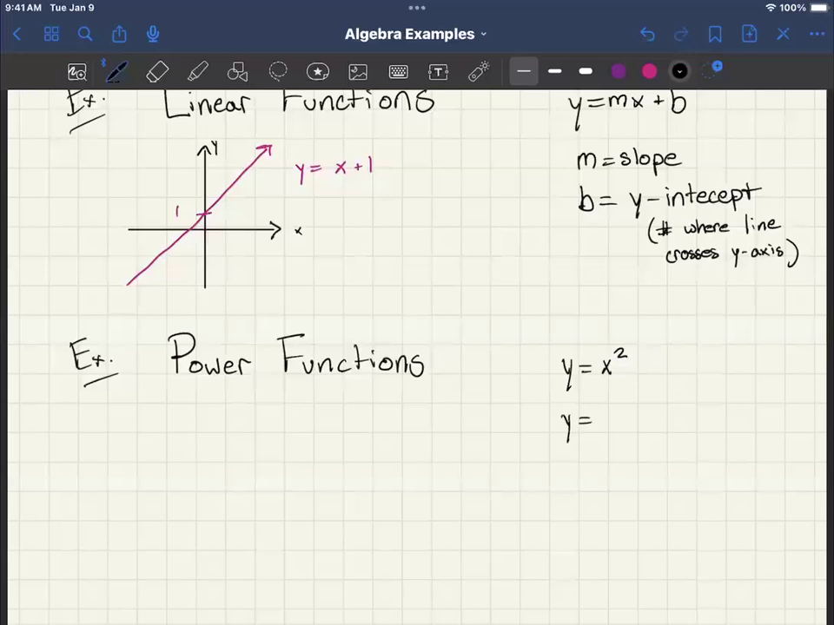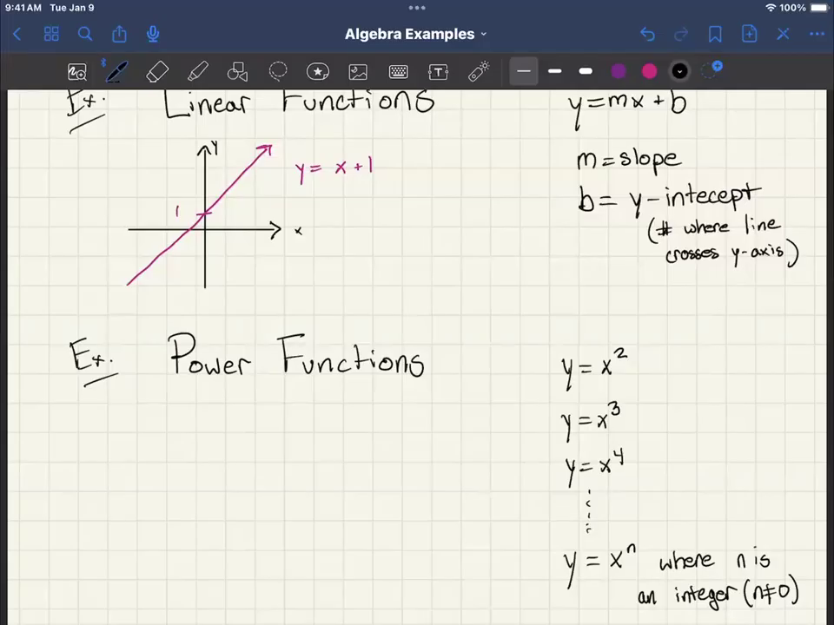You might also see y is equal to x cubed, y is equal to x to the fourth, and so on and so forth. The more generalized power function is y is equal to x to the n, where n is an integer. And I'm also going to say n is non-zero just to make it nice. Actually, let's have n be bigger than 1 too, because y is equal to x is a linear function. N is bigger than 1.